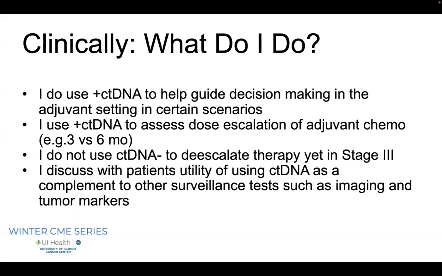I want to end, because I know we're getting short on time and I want to leave enough time for Q&A. I want to talk a little about clinically what I do when it comes to ctDNA. I use ctDNA to help guide decision-making in the adjuvant setting in certain scenarios. If a patient has a positive ctDNA, I'm more likely to do a longer amount of chemo, so 6 months versus 3 months of adjuvant chemo, for example.